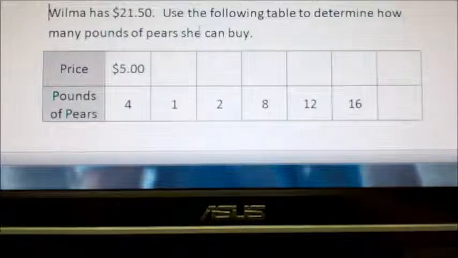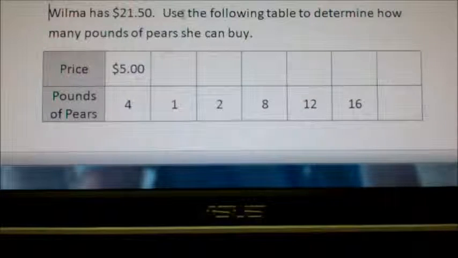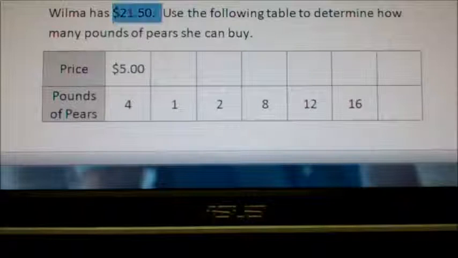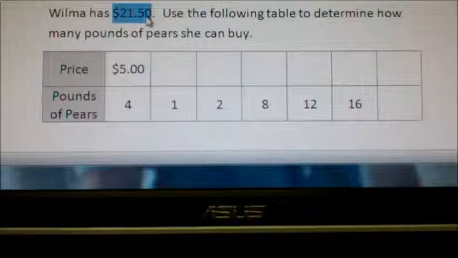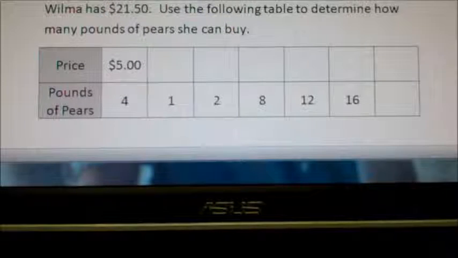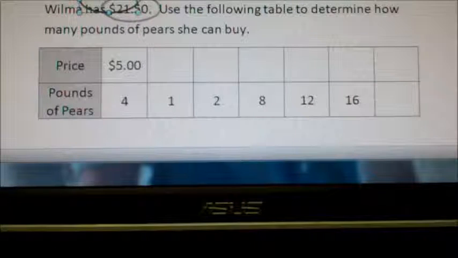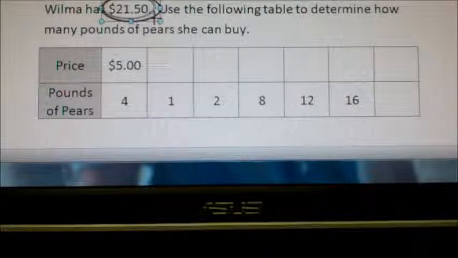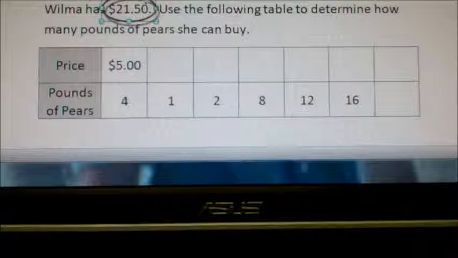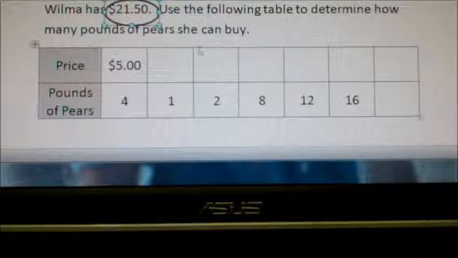So here we go. Wilma has $21.50. So I want you to think about $21.50. I'm going to go ahead and circle that. Now I pull this down, and I want to circle $21.50. Why? Because this is important. How do I know it's important, you should be asking me? Well, as I read the question, we know what Wilma has. So in other words, isn't it important to know how much money you have in your hands? Well, Wilma is the same way.